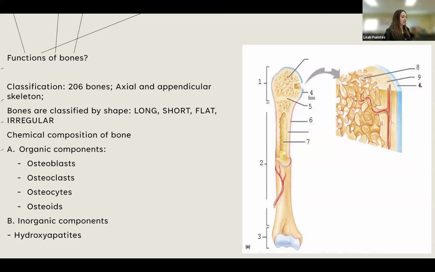So first we have osteoblasts. These are bone forming cells. These secrete matrix and form new bone, not a new bone. Again, that was osteoblast. Osteoclasts are bone destroying cells. These secrete enzymes that digest your bone and play a role in bone growth, remodeling, and healing.